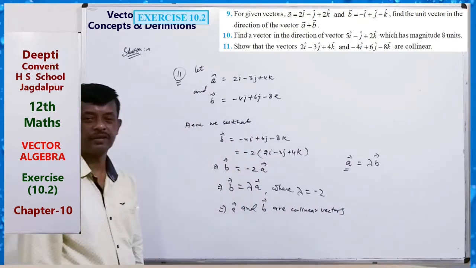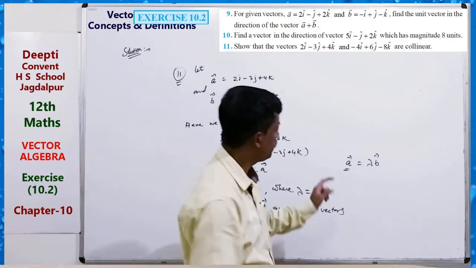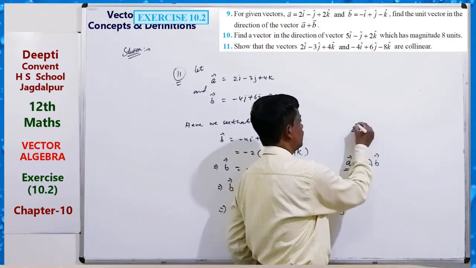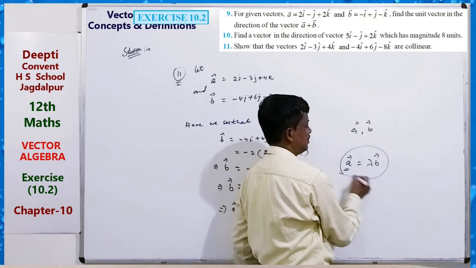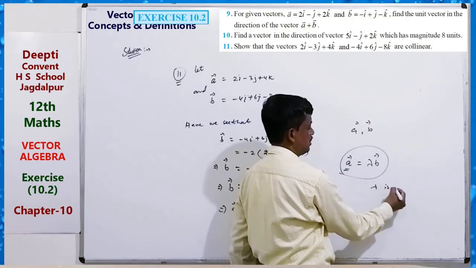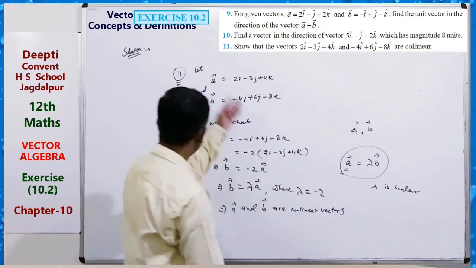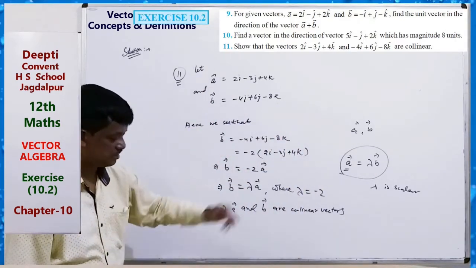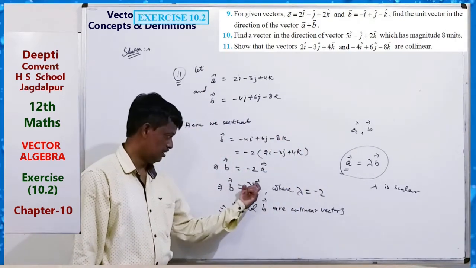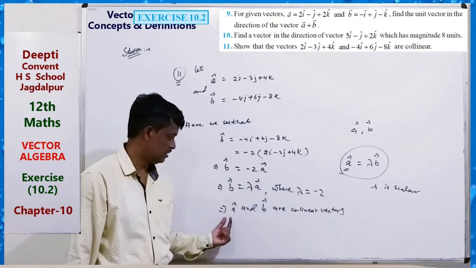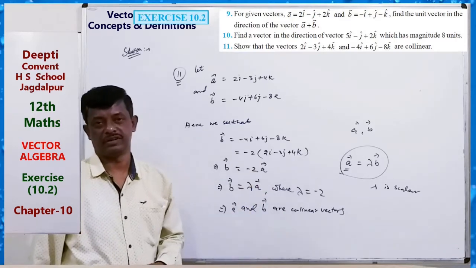Clear? If a and b are collinear, then we can write like this, where lambda is a scalar, positive or negative. So here we see that b can be written as lambda times a. That is, a and b are collinear vectors.